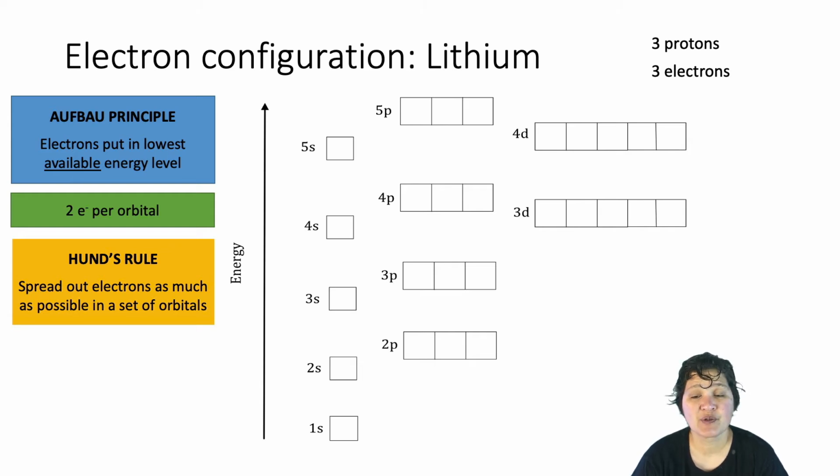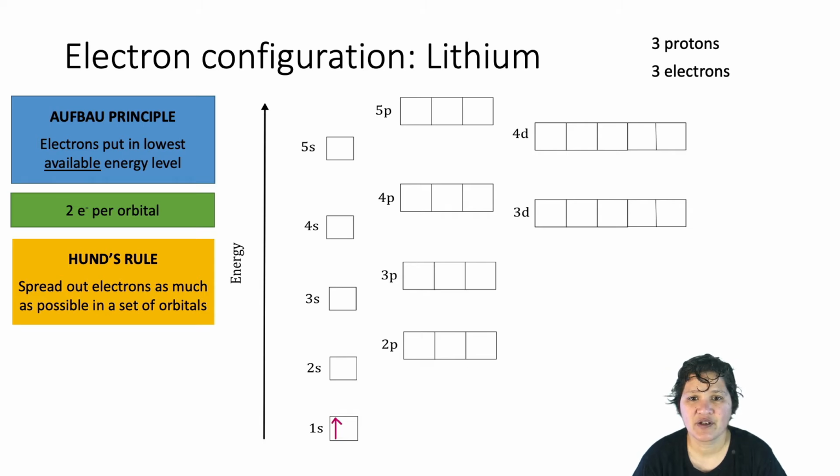Now, the Aufbau principle tells us that electrons are going to be put in the lowest available energy level. Remember, that's going to be the energy level closest to the bottom of the diagram, which in this case is the 1s orbital. So we start out by putting 1 electron in the 1s orbital. I've drawn it here with an upspin, in other words, an m sub s value of plus 1/2, but you could just as easily draw it with a downspin.